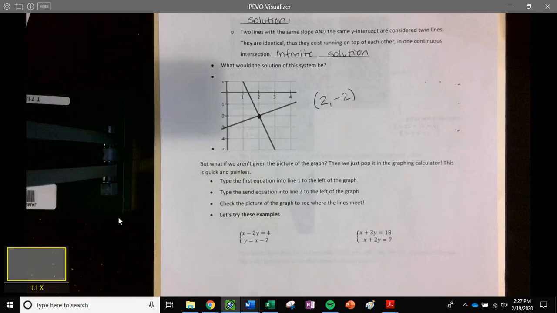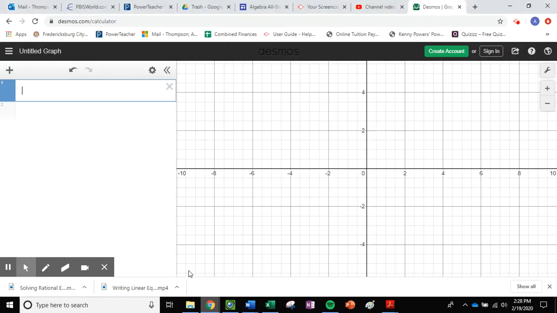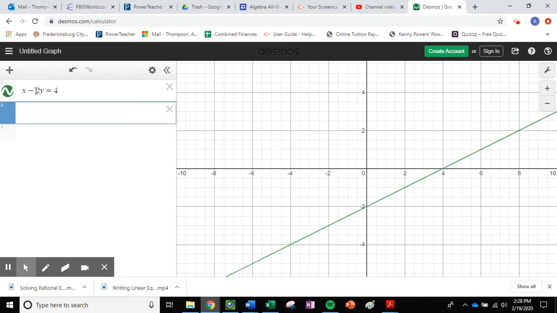But in terms of graphing, this could not be any easier. We're just going to pop these two equations into the graphing calculator and check out what the graph tells us. So let's try one. Into my first line, I'll type the first equation that's in the example. So x minus 2y equals 4. There's my first line. Cool. The great thing about Desmos is that I don't even have to get these equations into y equals format, into slope-intercept format. I can just type it in. The second one is y equals x minus 2.